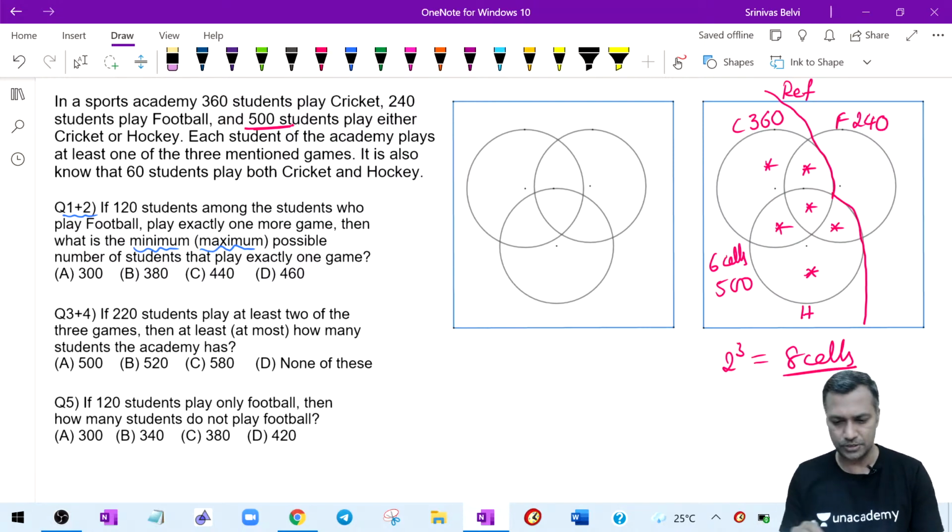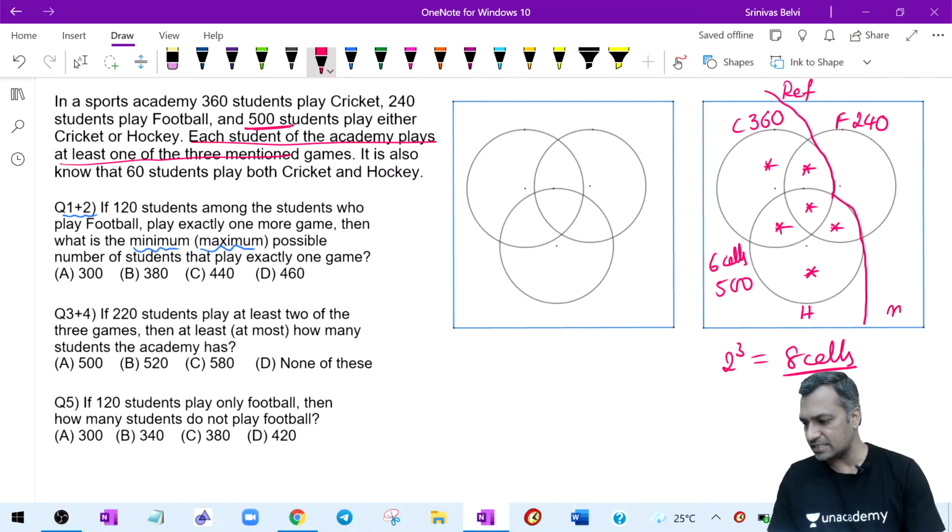Fair enough. Let's come to this. Then further, what is it saying? It is also known that 60 students play. Okay, before that, each student of the academy plays at least one of the three games. Good. Out of 8 cells, one cell is 0, which means I am left with 7 out of 8 cells.